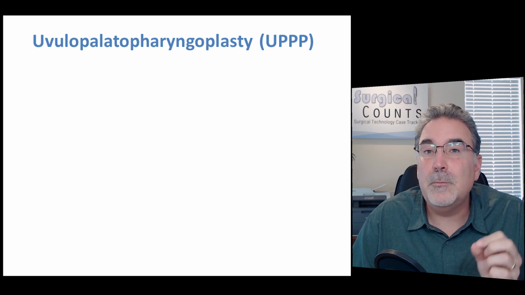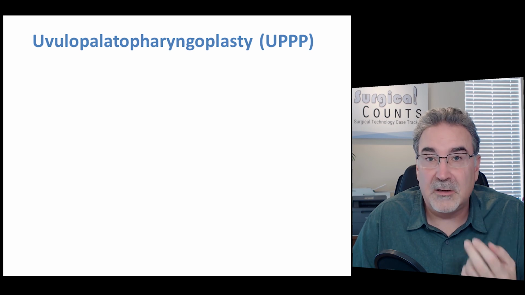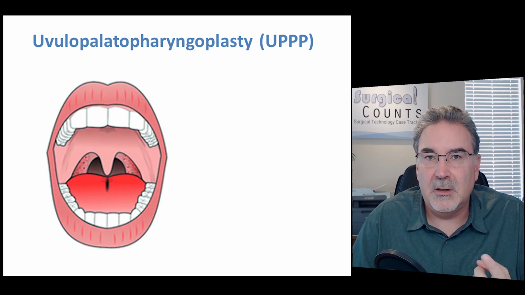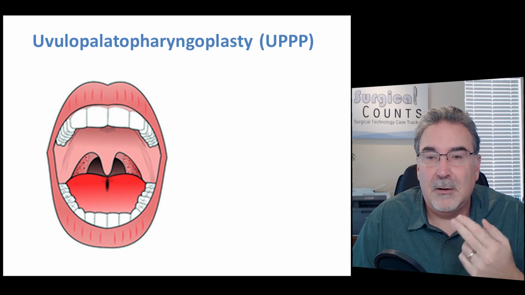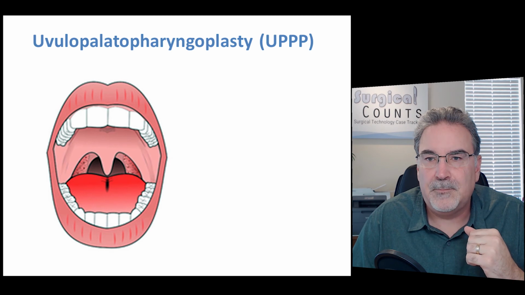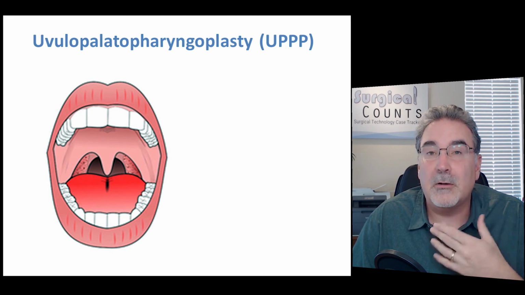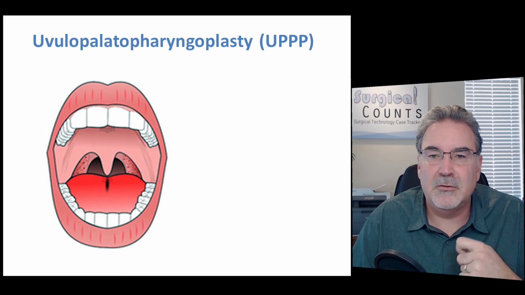A uvulopalatopharyngeoplasty, or UPPP. In this case, we're talking about a plasty or a reconstruction of the uvula, the little piece that hangs down in the back of your throat, the palato, the palate, the soft palate, which is just above the uvula, and the pharyngeo, the part of the throat. So we're going to do a reconstruction or a modification of the tissues in this area.